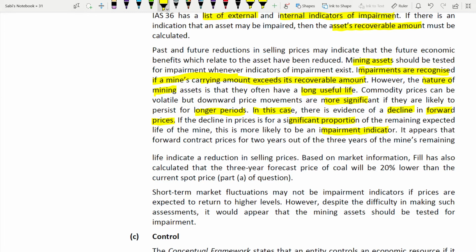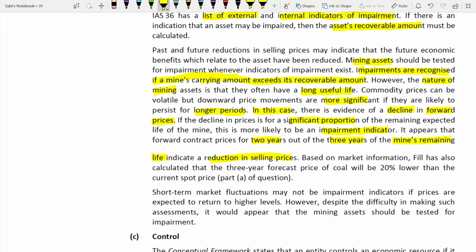So it appears that the forward contract prices for 2 years out of the 3 years of the mine's remaining life indicate a reduction in selling price. Out of the 3 years, in 2 years the prices are reducing. So this indicates a reduction in sales.